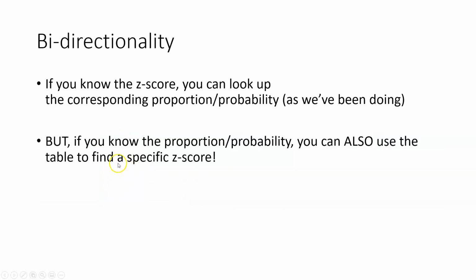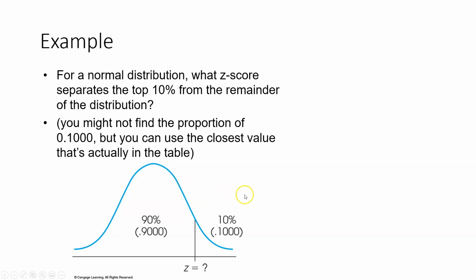Now, if you know the z-score, you can look up the corresponding proportion and probability, as we've been doing. But if you know the proportion or probability, you can also use the table in reverse to find a specific z-score that matches it. Here's an example. For a normal distribution, what z-score separates the top 10% from the remainder of the distribution?